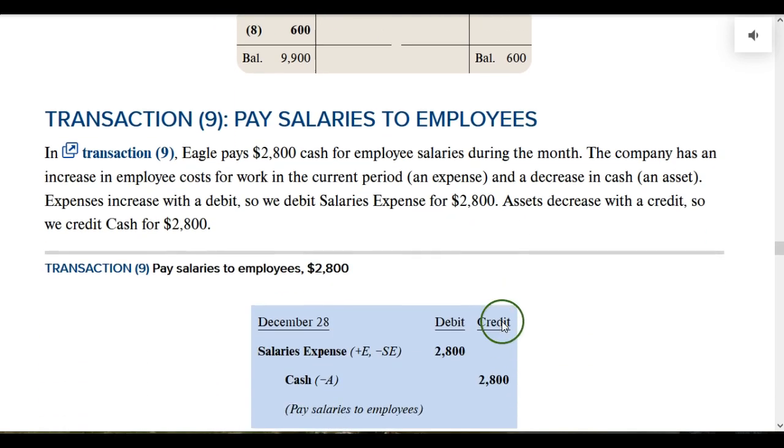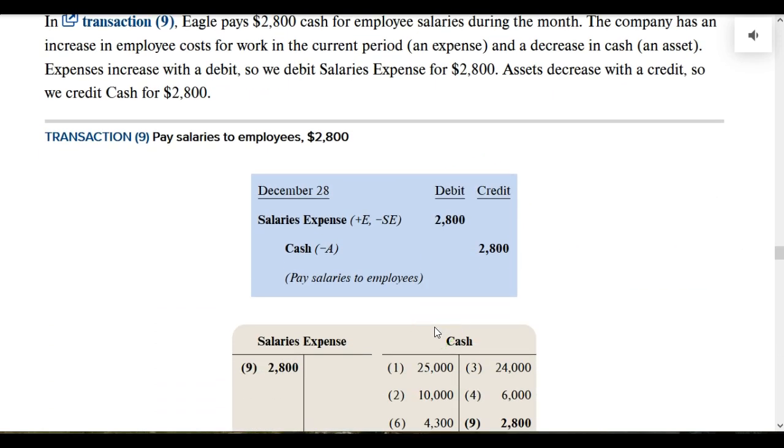Okay, two more entries. Pay salaries to employees. Cash is going out the door, so we decrease the cash account $2,800, that's the credit, and we increase the expense account. Now remember, the rule for expenses, we increase it with a debit.